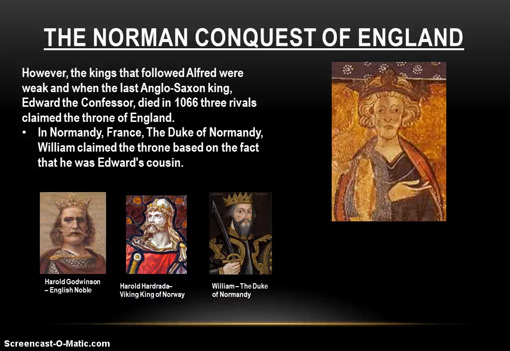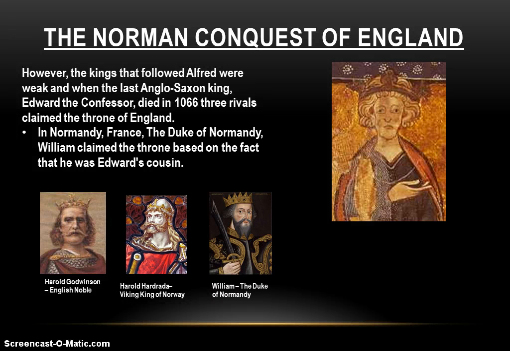And when the last Anglo-Saxon king, Edward the Confessor, dies in 1066, he has no children. And since he dies with no children, you have three separate rivals who all claim the throne of England for themselves. First, you have Harold Godwinson. He's contestant number one. He is a powerful English nobleman, and he claims that Edward promised the throne to him. And all the other English nobles back him up on this claim, and they basically kind of vote him to be the new king of England.